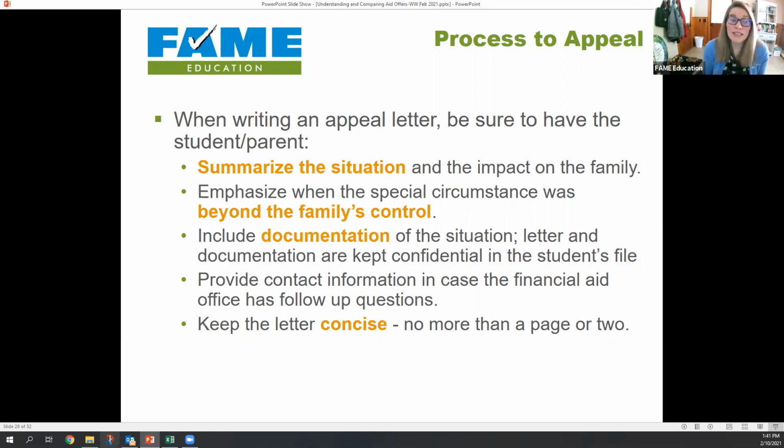It might also be a letter of support from another individual close to the family or from the employer. And then make sure that there's contact information as well as the student's student ID number so that they can attach it. It's common that a student doesn't have the same last name as their parents. You want to make sure that the financial aid office can identify who the student is, what the circumstances are, and then follow up with any additional questions or information.